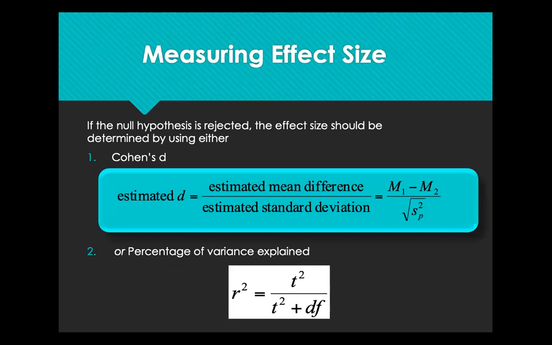So let's measure effect size, right? This should be review. If the null hypothesis is rejected, the effect size should be determined by either using Cohen's d or R squared. Remember, R squared is the percentage of variance explained. Here I've listed the formulas for both of these for you. So Cohen's d is estimated mean difference divided by the estimated standard deviation. And percentage of variance explained, or R squared, is t squared over t squared plus degrees of freedom.